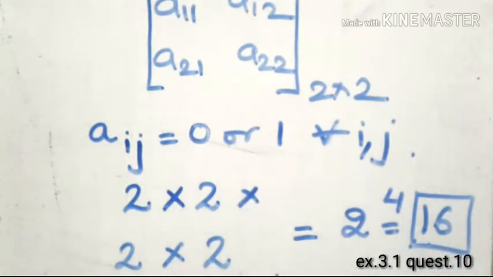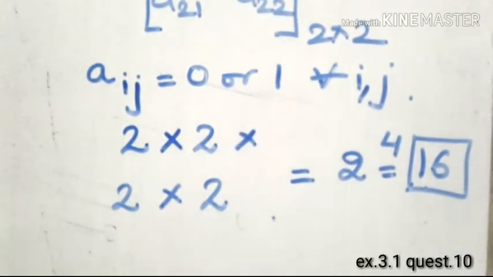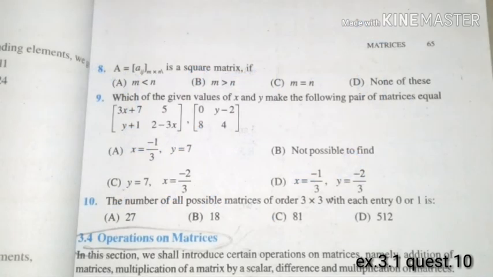So just see the huge jump. A 3 by 3 order has 512 matrices and a 2 by 2 order has 16 matrices. So this question can be reframed in any form. Instead of 2 by 2, they can give 4 by 4, they can give 3 by 3. So once you know the method, you can solve any type of problem.